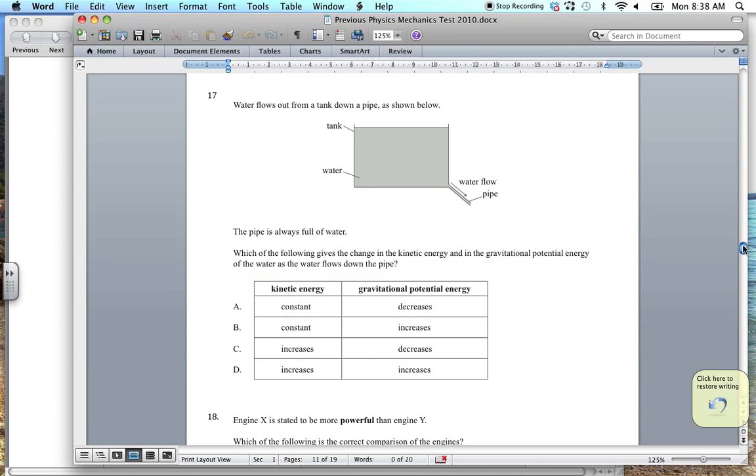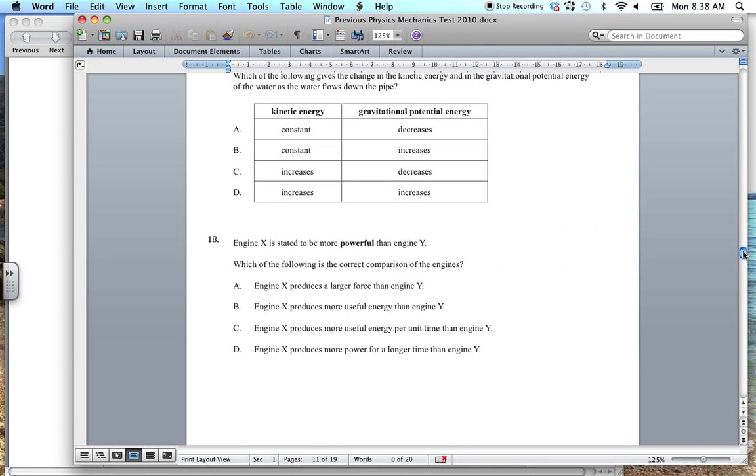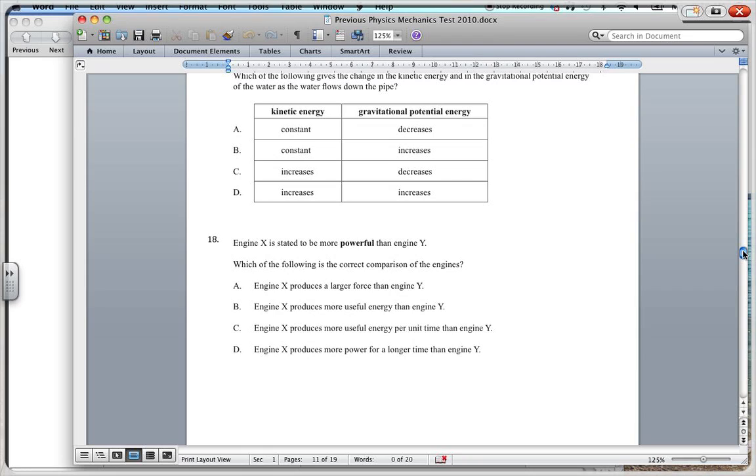Going on to 18. Engine X is stated to be more powerful than engine Y. Which of the following is the correct comparison of the engines? So we think of powerful. Remember, power is equal to work over time. When something is more powerful, it can do more work in a smaller amount of time. It's amount of energy per unit time. So let's see which works with that.